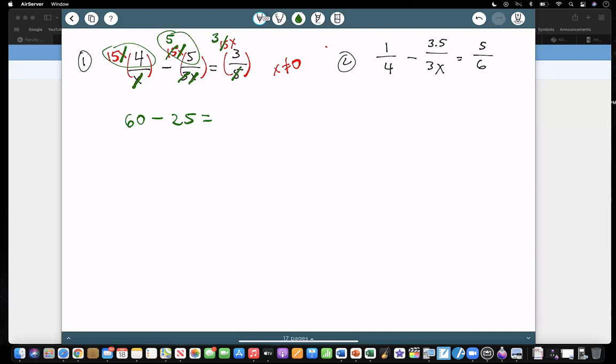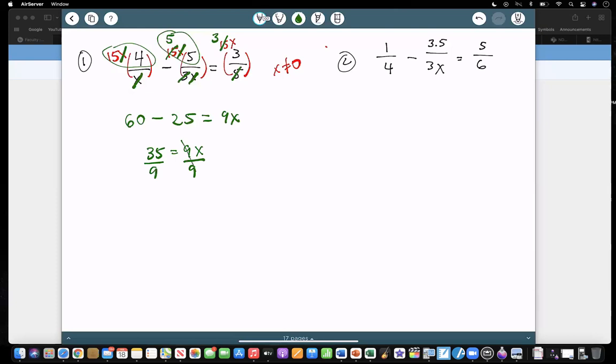Okay, so we're left with 3x and then 3. So 3x times 3, or just 3 times 3 is 9 with the x, so 9x. So just multiply everything that's left together. And you'll notice denominator fractions gone. Okay, so 60 minus 25 is going to give me 35. Okay, so if I want to get x by itself, we can divide both sides by 9.